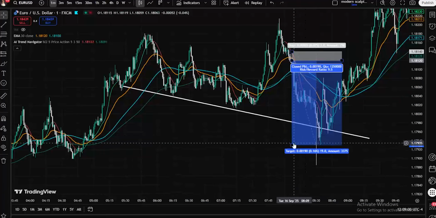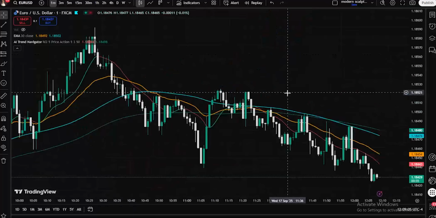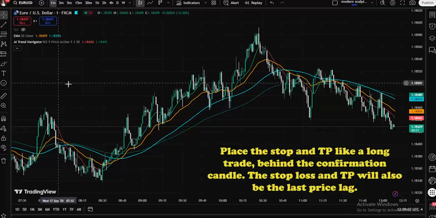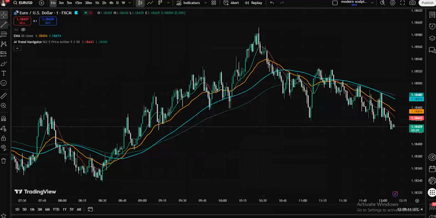Stop loss: above the last high, or based on ATR. Take profit: similar to a long position, based on risk to reward ratio or inverse EMA cross.